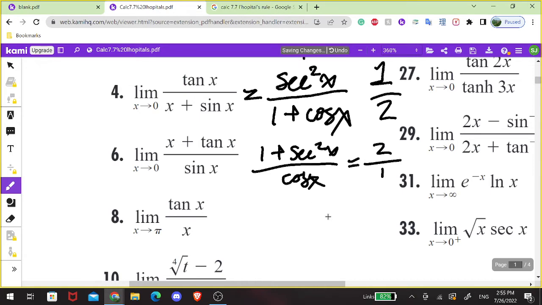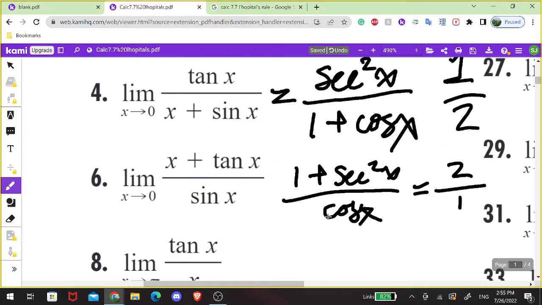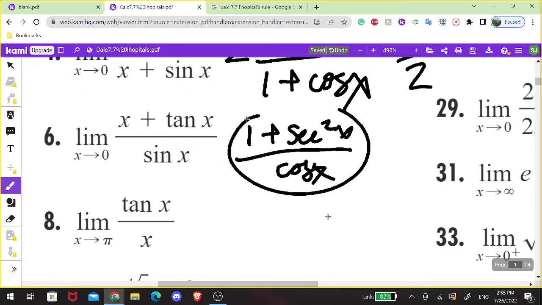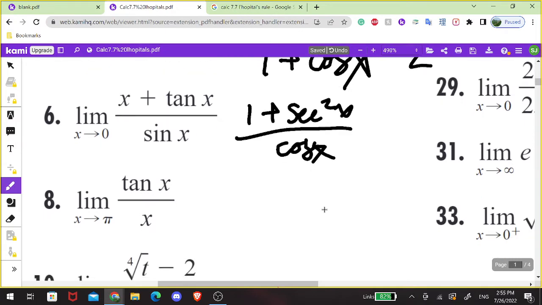Okay, for this one, let me work it out, just in case there are a few of you out there who got a little bit lost. So first, we plug 0 in. x of 0 is 0. Tan of 0, tan is sine over cosine, and because sine of 0 is 0, 0 over anything is going to be 0. Sine over here is 0. Yep. So now L'Hopital applies. Derivative of x is 1. Derivative of tan x is secant squared, and derivative of sine is cosine. Now we plug 0 in again.